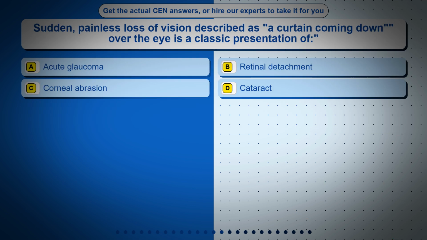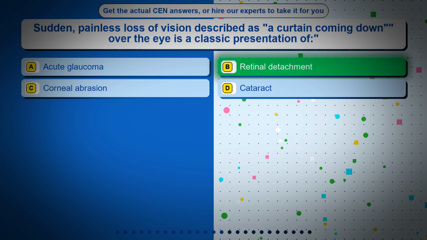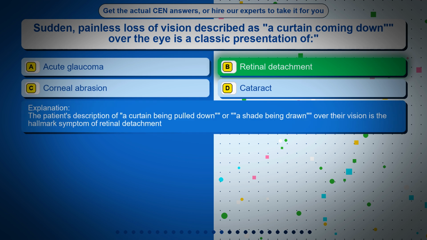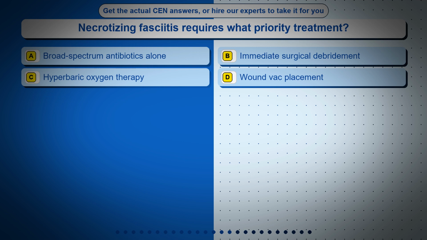Question 14. Sudden, painless loss of vision described as a curtain coming down over the eye is a classic presentation of option A, acute glaucoma, option B, retinal detachment, option C, corneal abrasion, option D, cataract. The correct answer is option B, retinal detachment. The patient's description of a curtain being pulled down or a shade being drawn over their vision is the hallmark symptom of retinal detachment.